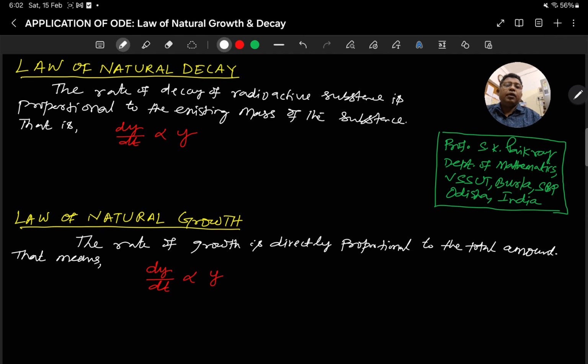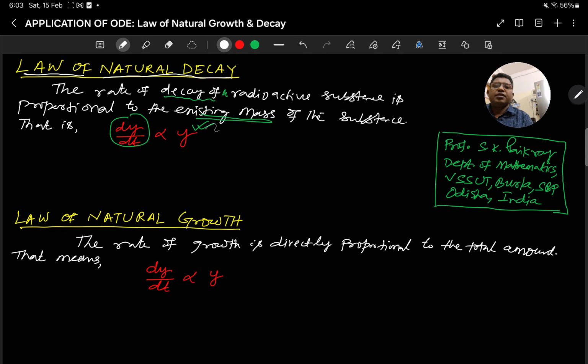Hello everyone. As an application of ordinary differential equations, first order linear, here we discuss the law of natural growth and the law of natural decay. Coming to the law of natural decay, the rate of decay of a radioactive substance is proportional to the existing mass. Let y be the existing mass. Then the rate of the radioactive substance, dy by dt, is proportional to y.